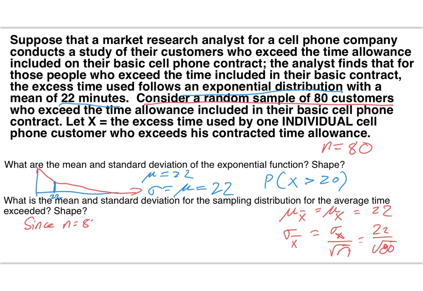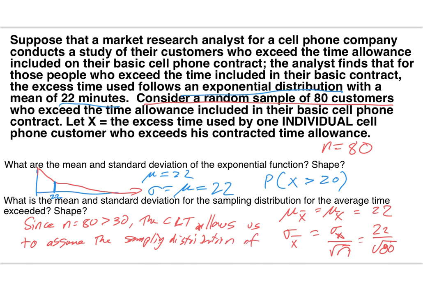Since n equals 80 is greater than 30, the CLT, central limit theorem, allows us to assume the sampling distribution of averages, or of average, is it average overages? Average time is approximately normal.